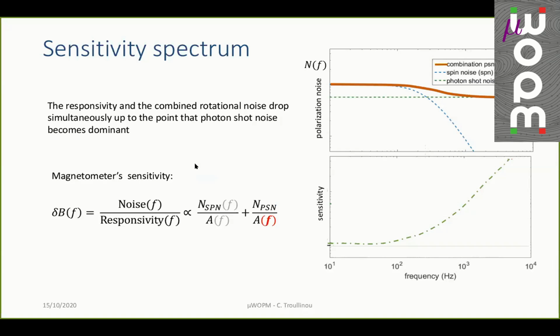Therefore, while we see that the responsivity and the combined rotational noise drop simultaneously, this does not happen up to the point that photon shot noise starts to become dominant. So this means that our ratio now has two parts. One part in the sensitivity that is constant, and this is where the spin projection noise is dominating. And when the photon shot noise starts to come into play, this slope starts to increase.